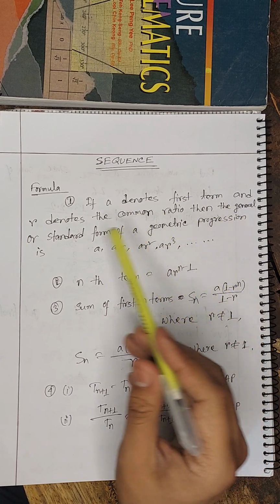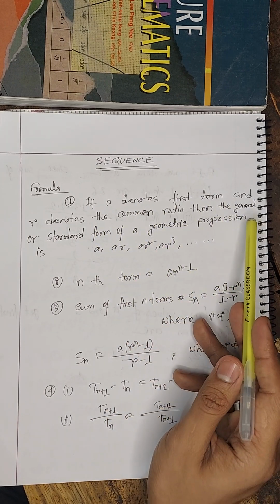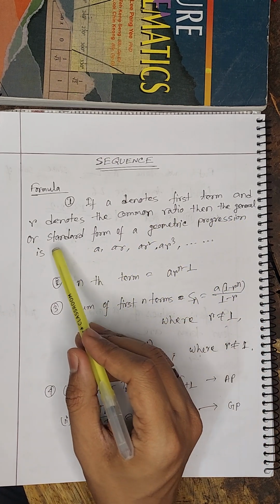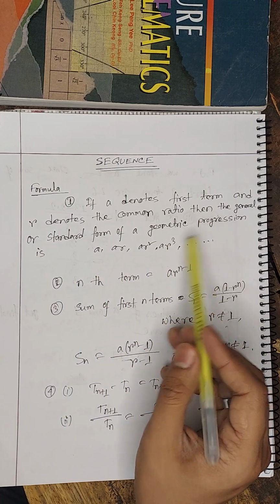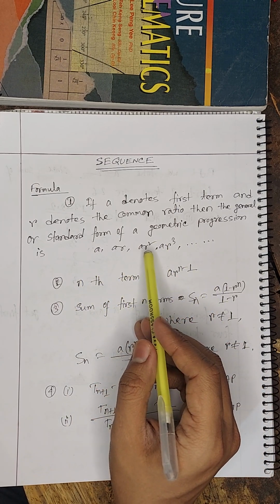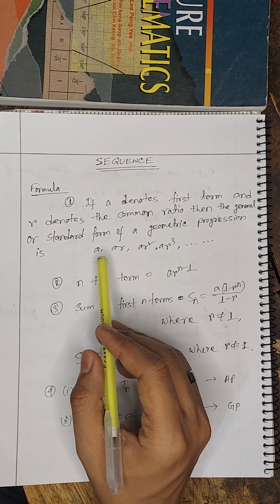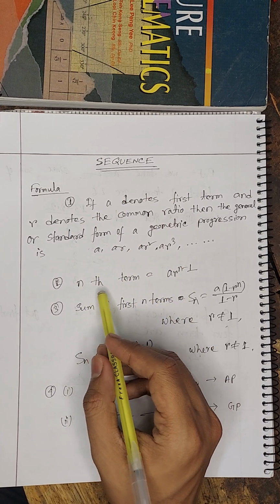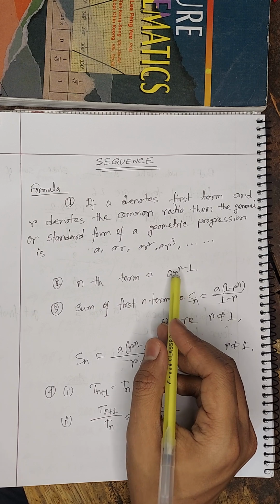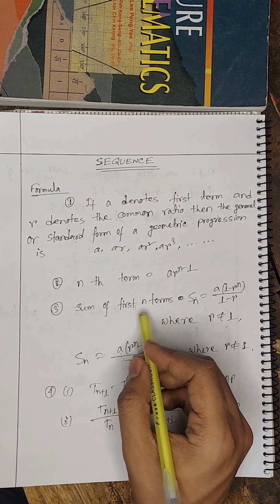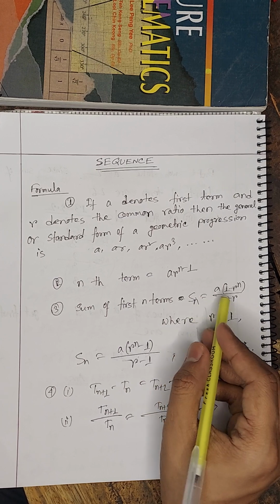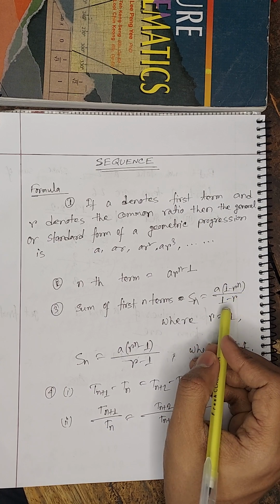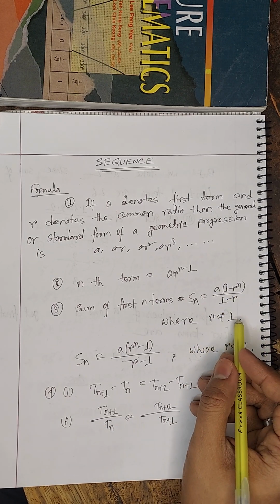If A denotes the first term and R denotes the common ratio of a sequence, then the general or standard form of a geometric progression is A, AR, AR square, AR cube. That is, if A is the first term and R is the common ratio, then the sequence will be like this, and the nth term will be AR to the power n minus 1, and the sum of the first n terms will be Sn is equal to A times 1 minus R to the power n divided by 1 minus R, where R is not equal to 1.